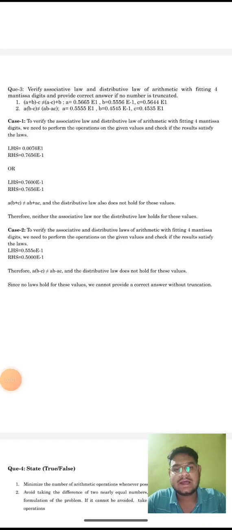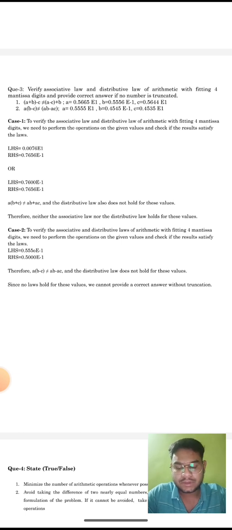Now let's move on to the last question, question number 3. Verify associative law and distributive law of arithmetic with floating point for mantissa digit and provide correct answer if no number is truncated. First, a plus b minus c is equal to a minus c plus b. A is equal to 0.5665 e1, b is equal to 0.5556 e1, c is equal to 0.5644 e1. Second, a into b minus c is equal to ab minus ac. A is equal to 0.5555 e1, b is equal to 0.4545 e1, c is equal to 0.4535 e1.